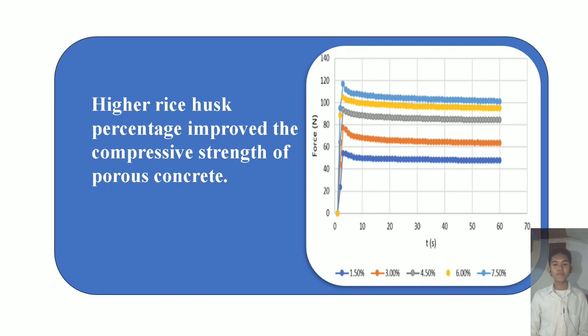As for the result, for compressive strength of porous concrete, higher rice husk percentage improves the compressive strength of porous concrete, as shown in the figure. The hardest porous concrete was achieved by the 7.5% sample, whereas the lowest was achieved by the 1.5% sample.